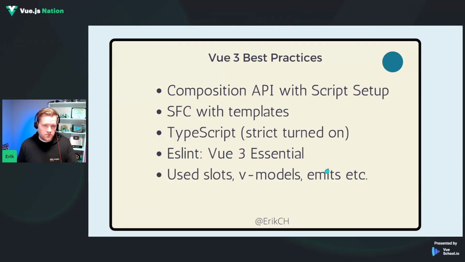We use TypeScript with strict turned on. We turned ESLint on. We used the Vue 3 Essential ruleset. We'll talk about that in a second. And then we use lots of slots, v-models, and emits. Sometimes when you look at Vue apps written by people who are just learning it for the first time or came from React, you might see a more React way of creating Vue apps. And we wanted to make sure we were using the features built into Vue.